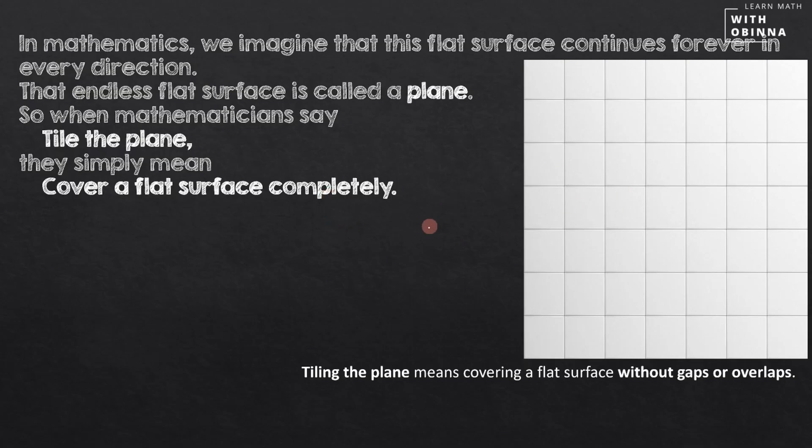Okay? When we talk about tile the plane, what we mean is that you should cover that flat surface completely. There should not be any gap or any overlap. Now look at this flat surface. Each of these is covered with a tile. As you can see, there are no gaps and there are no overlaps.